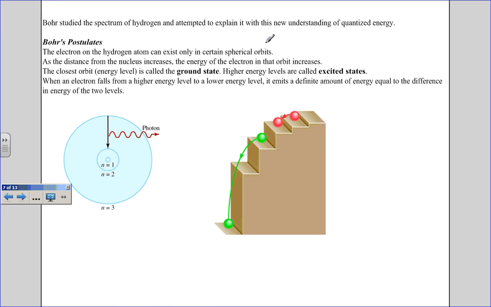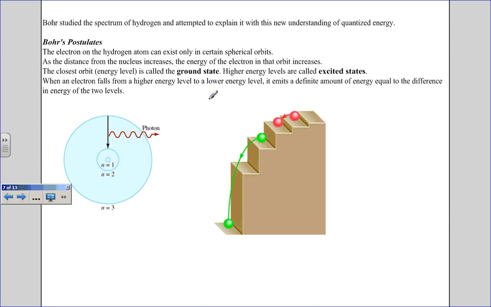Now let's look at his postulates. We know the first two postulates. The electron can only exist in certain spherical orbits. We understand that from the current model, Bohr's model, with the different rings around the nucleus. We also understand this concept: as the distance from the nucleus increases, the energy of the electron increases. And these are the new ideas that help us to understand how light is being released.